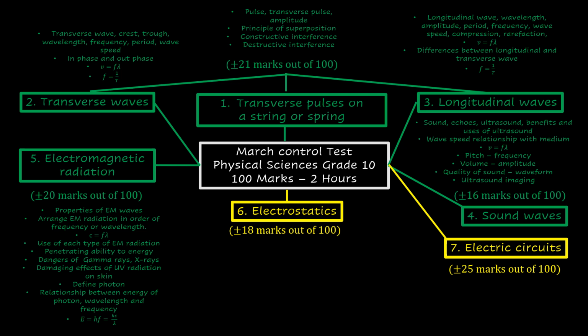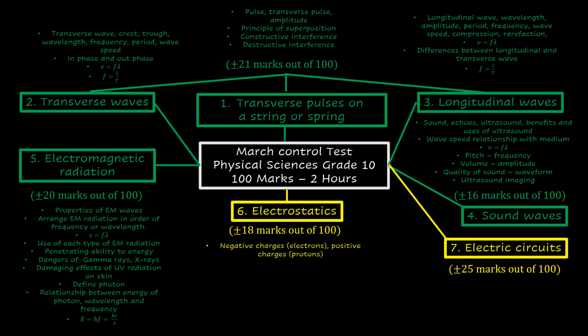And you also need to be able to use this equation to determine the energy of an electromagnetic radiation, which is given by E equals hf. E is the energy in joules, h is Planck's constant. You need to know what that constant is, and f is the frequency in hertz. This formula can also be rewritten as E equals hc over lambda, where lambda is the wavelength.